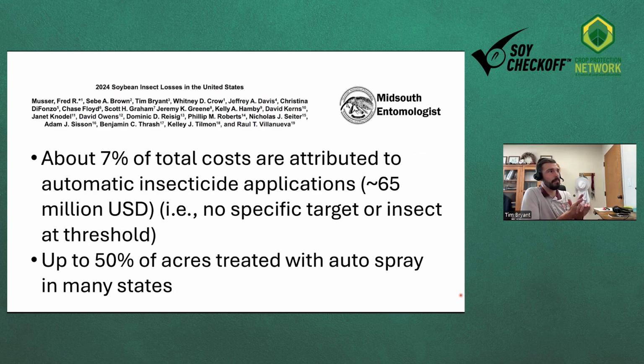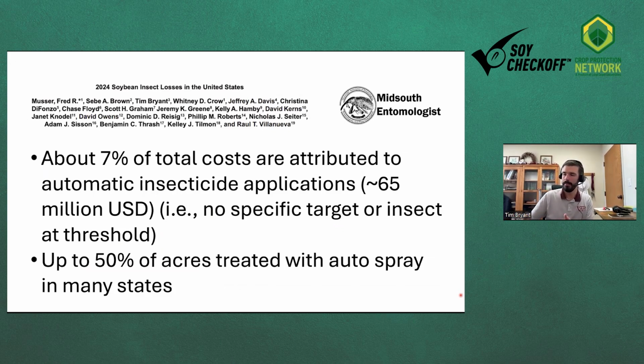again, going back to this publication, about 7% of the total costs associated with managing insects across this US soybean production area are attributed to just an automatic insecticide application. So that's about 65 million US dollars of that 890 million that we talked about earlier. And this is just a spray that's going out for no specific target insect pest. It's sort of an insurance spray. Oftentimes, what we'll hear is, I'm going to go out and spray a fungicide because this is the right growth stage to do that.